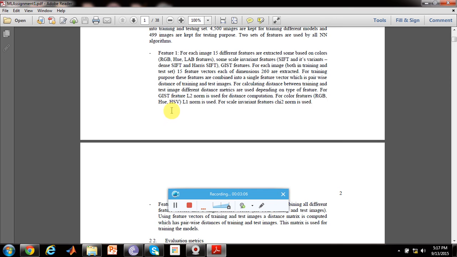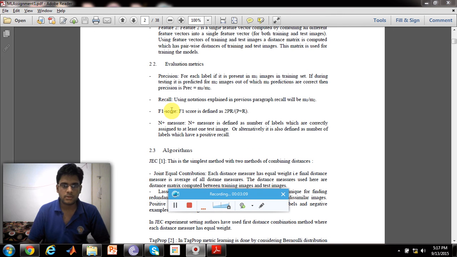So this is about features. The evaluation metrics used were standard precision, recall, F1 score, and N+ measure. These are standard evaluation metrics used in any machine learning problem. The N+ measure is the number of labels that have positive recall, meaning the number of labels which are assigned to at least one image. The higher this number is, the more labels are assigned. In some loose sense, this relates to the class imbalance problem.